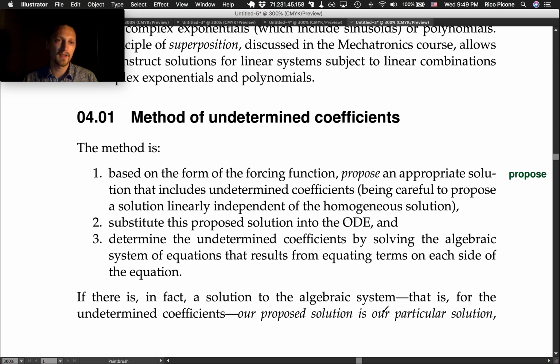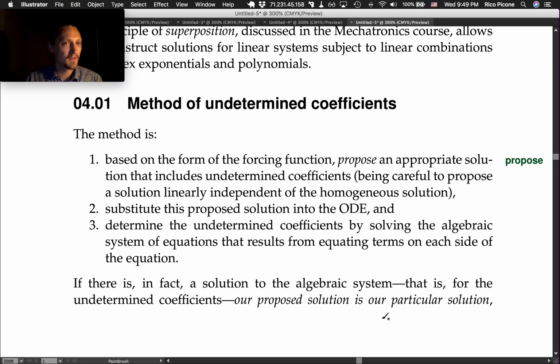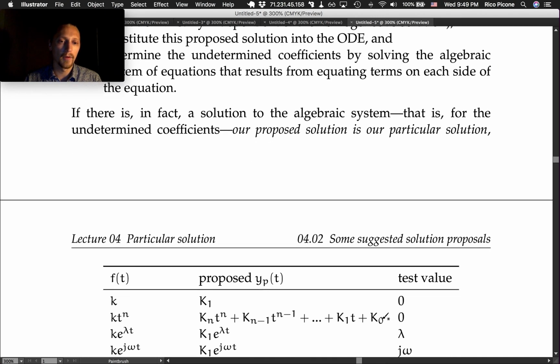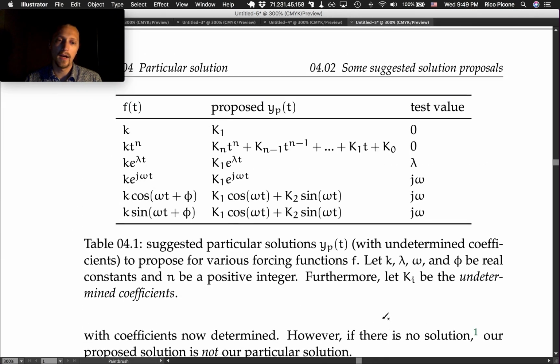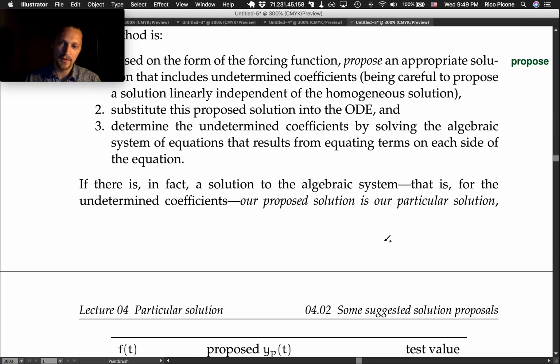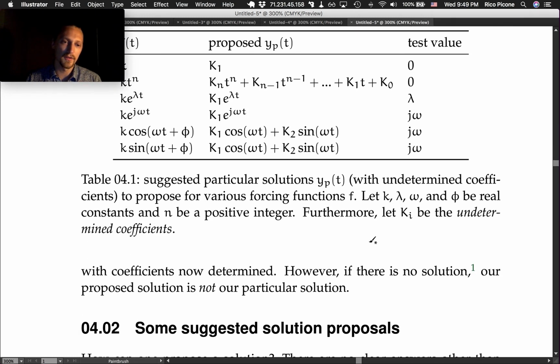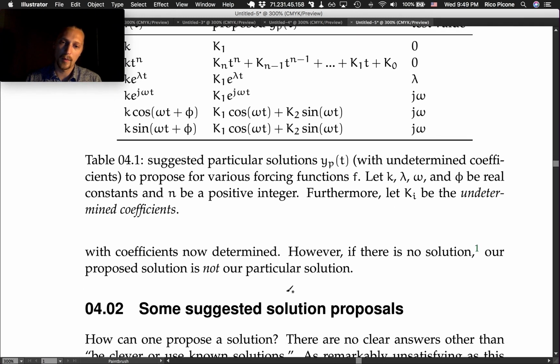Okay, so we're testing not only to see if our proposed solution is a solution, we're also trying to figure out what those undetermined coefficients are, through the method. So we get 2 things with one method. So our proposed solution is now our particular solution with coefficients determined.